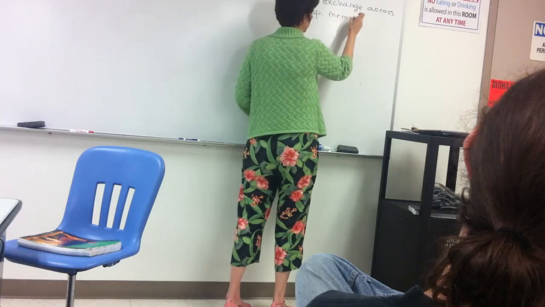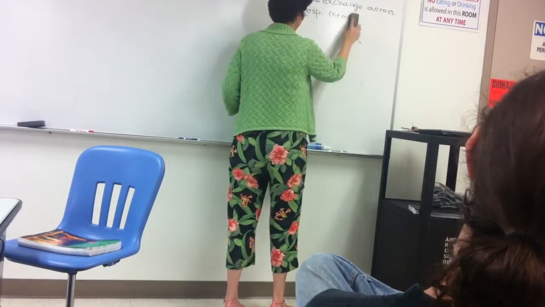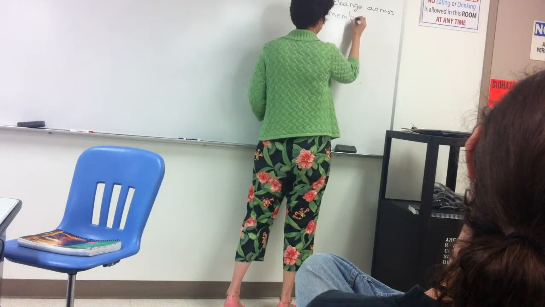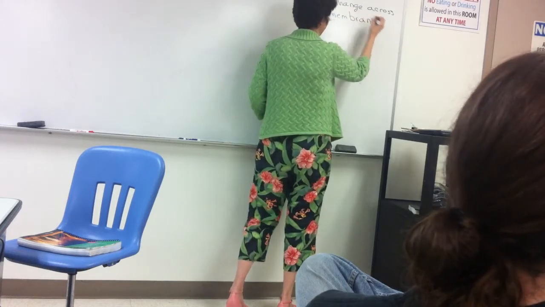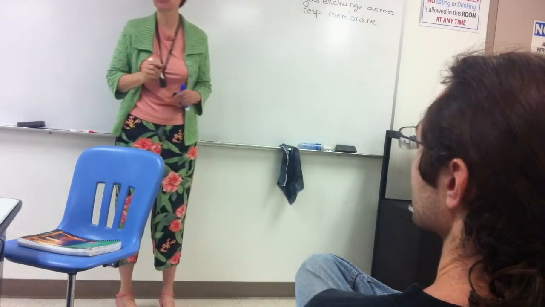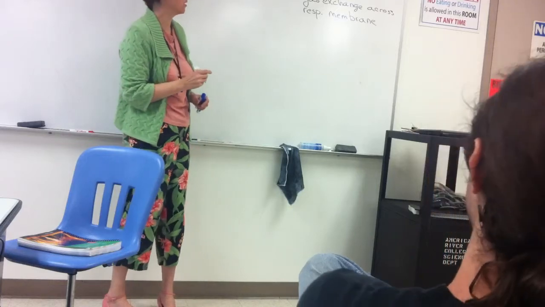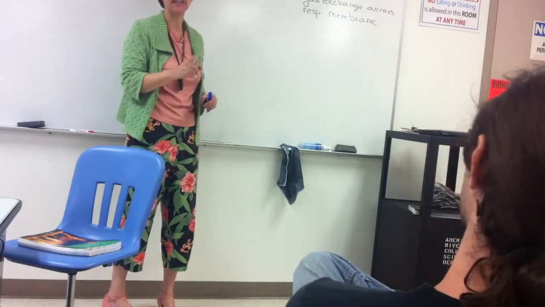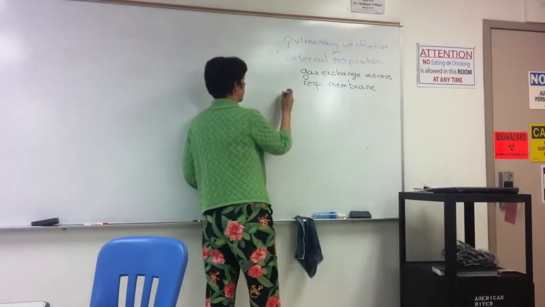Respiratory epithelium is our pseudostratified columnar. Respiratory membrane is the sandwich on the diagram, and what you see up on the board is a simple squamous epithelial sandwich. Okay. And then the reverse occurs when we have internal respiration.